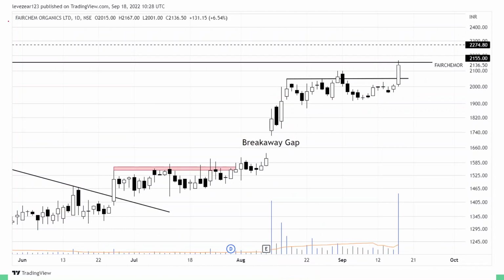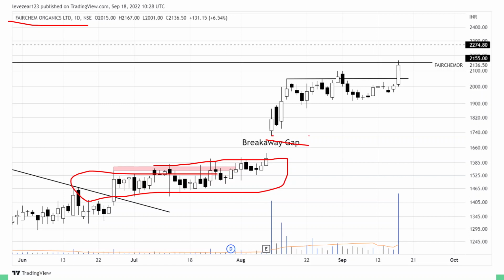So here is another example of Fairchem Organics. The price formed this breakaway gap, the price was just consolidating in this range, and the price gapped up. So I'll keep my stop loss below this upper boundary of the gap. Just mark the upper and the lower boundary of the gap. I'll keep my stop loss below this boundary of the gap and just buy it after that if the price is moving up and it is not violating this boundary here.